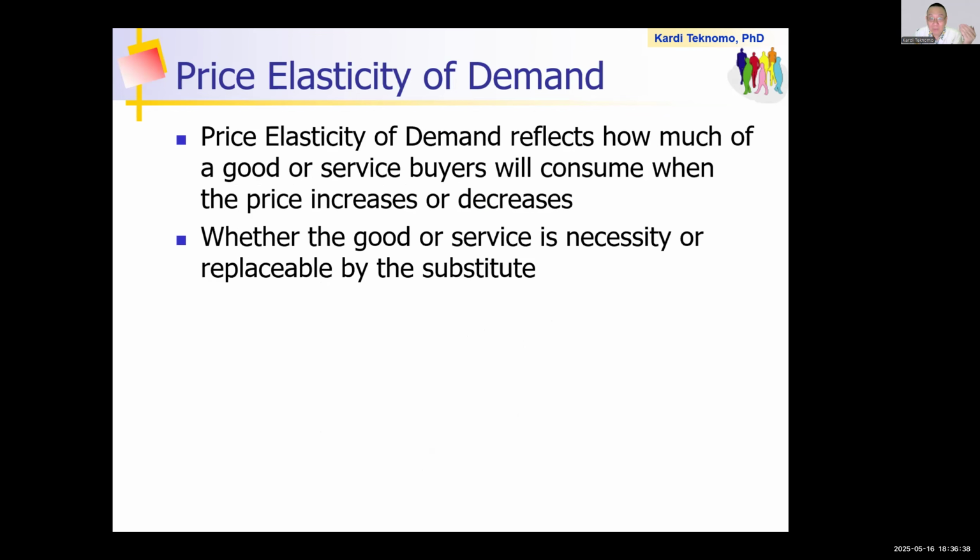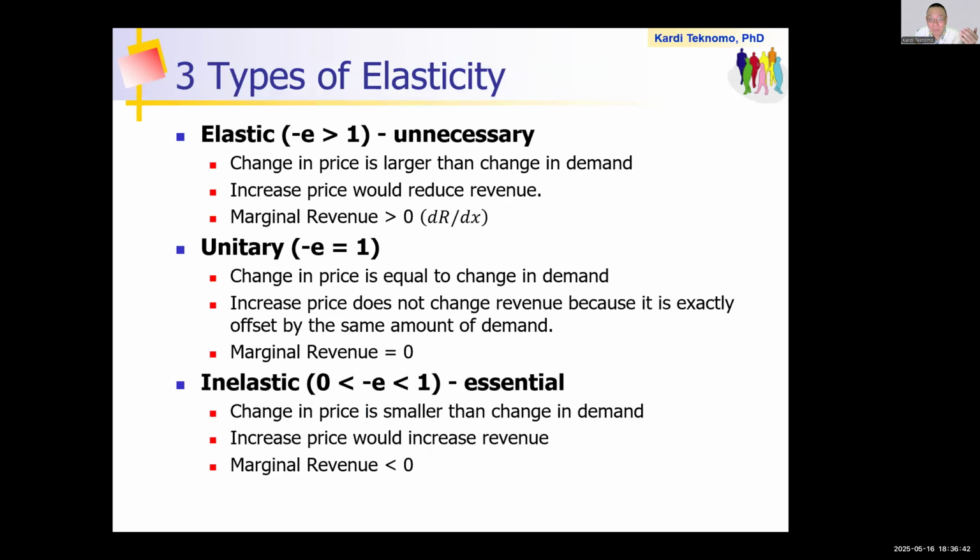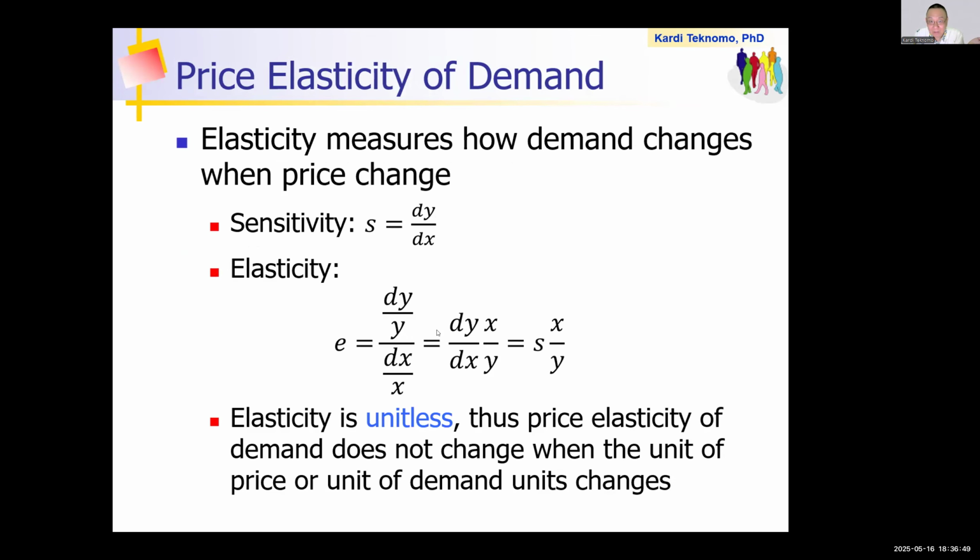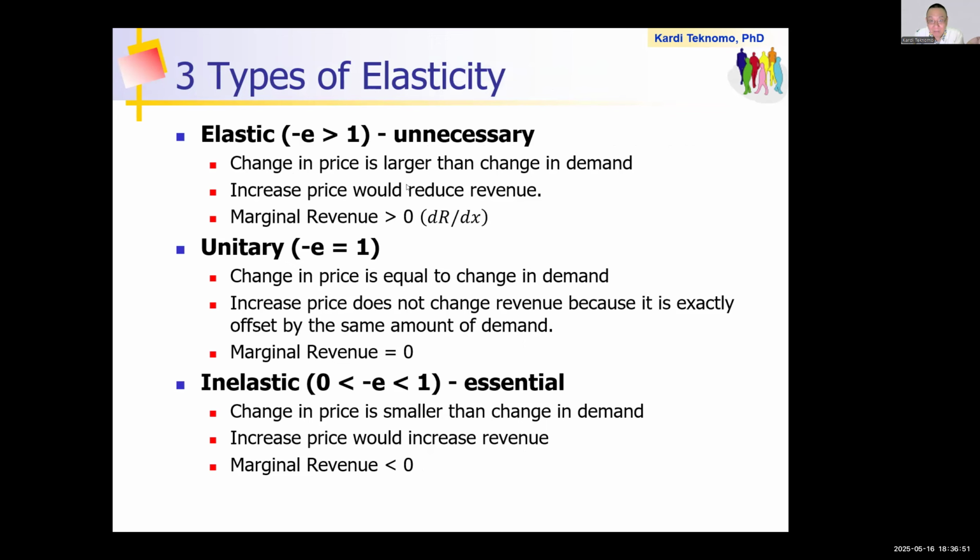So why do we discuss price elasticity of demand? Because if you can calculate the price elasticity, then you can predict what kind of behavior to expect. With this E, the price elasticity, you will see the behavior. If the minus E is larger than 1, that means it is elastic, meaning the change in the price is larger than the change in demand.